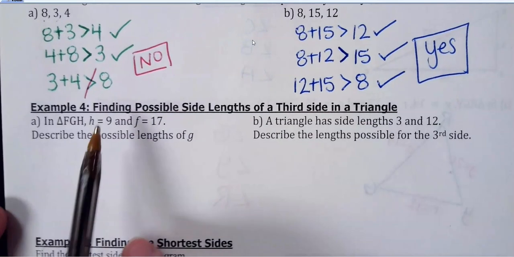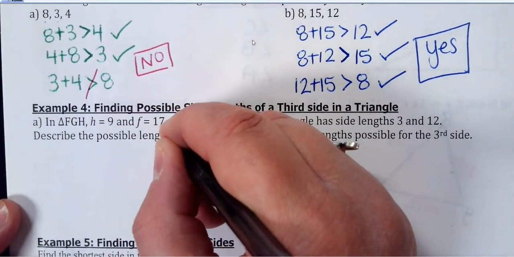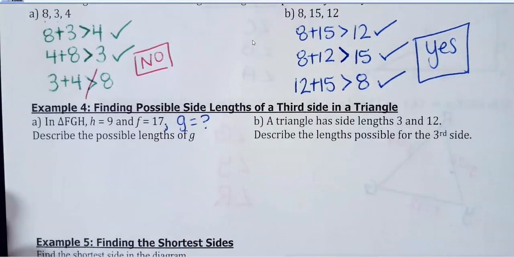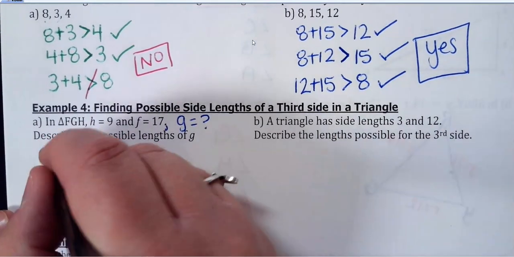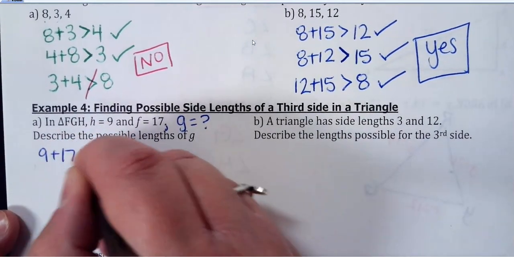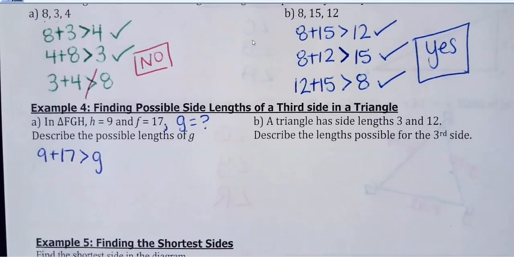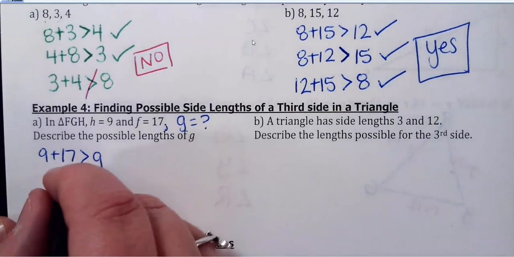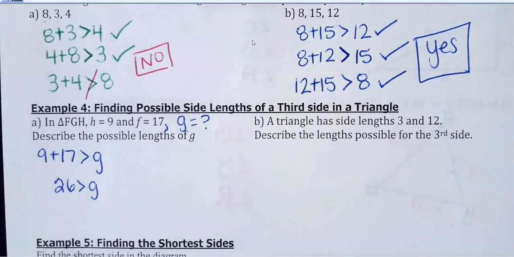What you're going to do, I have HF, and then they're calling the side G, and we don't know that. So any two that I add together, they give me 9 and 17. If I add those together, I know that has to be bigger than side G, right? And I can just add those. 9 and 17 is going to give me 26. So side G has to be smaller than 26.